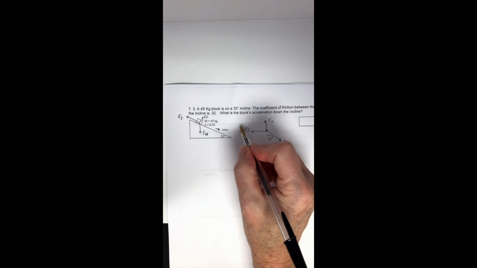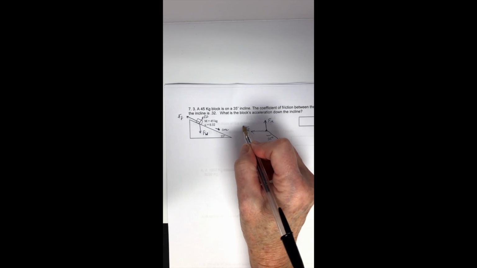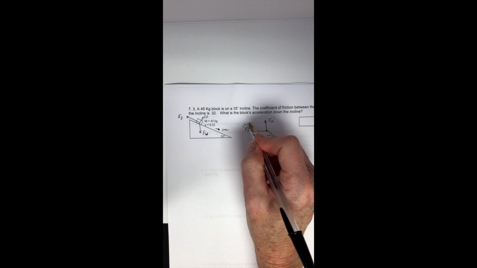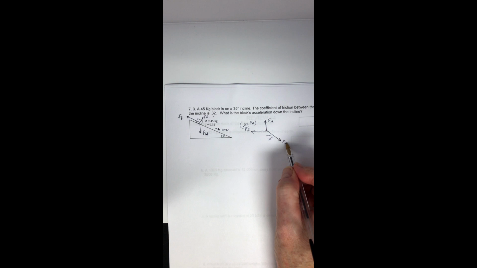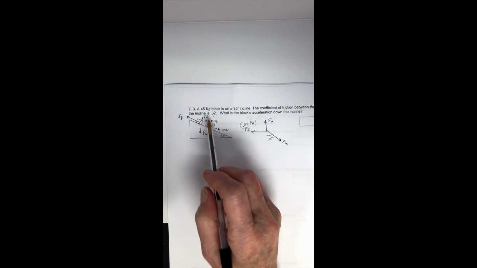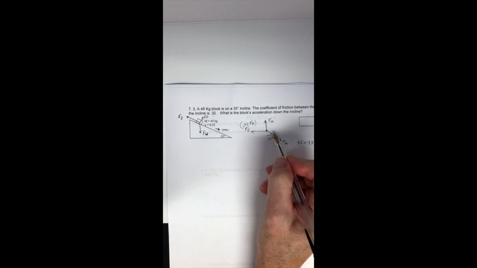What do we got? We've got force friction is mu Fn, where mu is 0.32, the coefficient of friction. We know force weight is mass times gravity. Our mass is 45, and when I multiply that out, that comes to be 441.45.